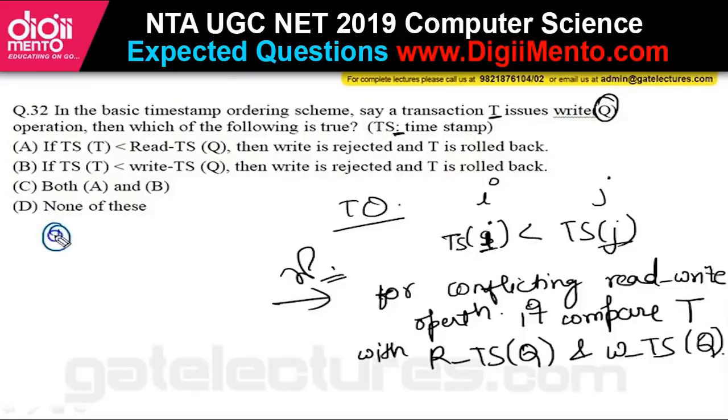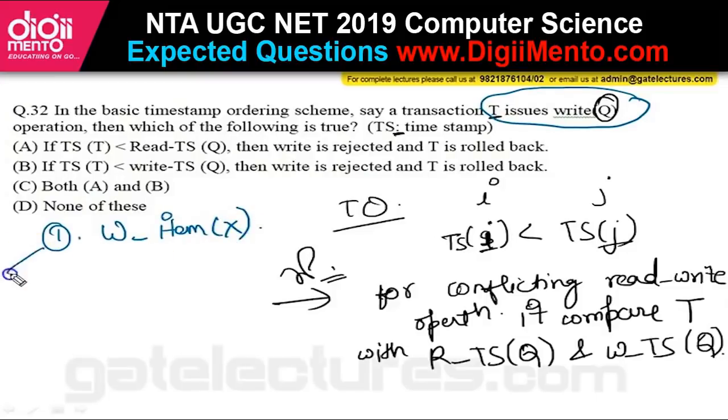So here they are talking about T issuing the write query. For the read query there will be a different set of operations and different set of limitations. We are here talking about issuing the write query. Okay, it means writing on item X. So under this we have to follow two conditions.